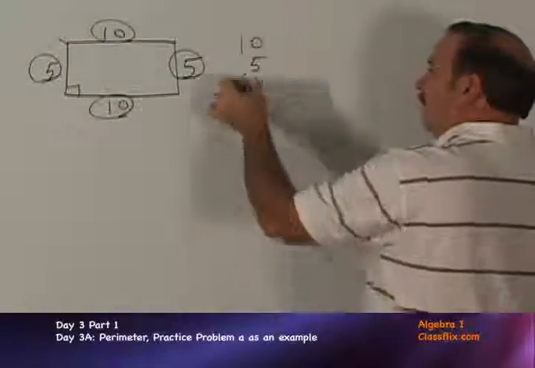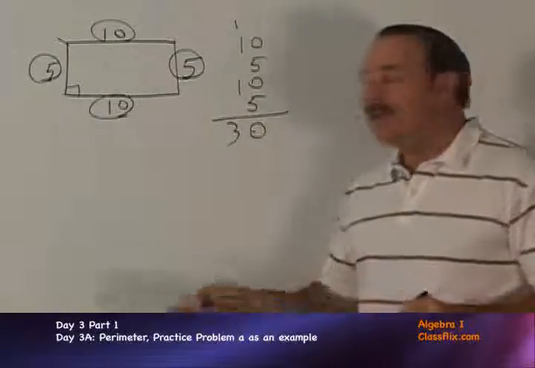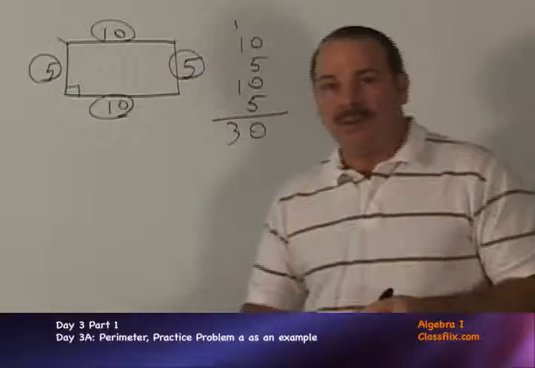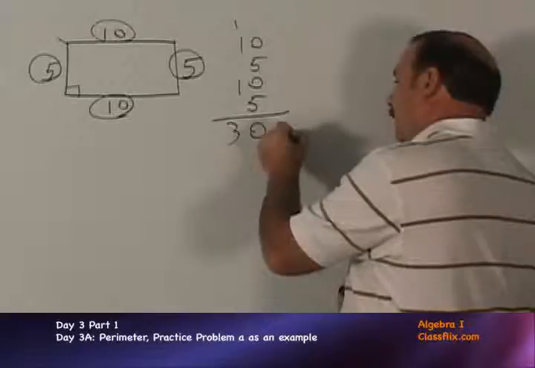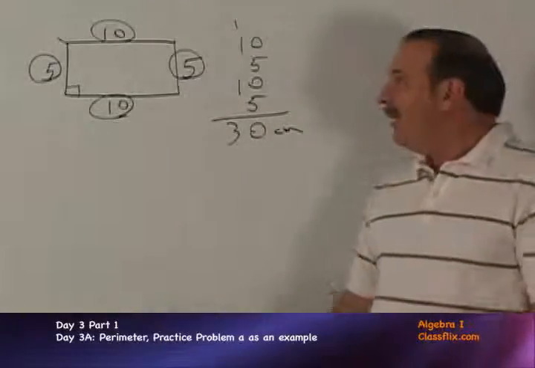5 plus 5 is 10, carry the 1, and 3 ones is 30. The perimeter of this figure is 30 units, and the word problem told us that the units were centimeters. So it's 30 centimeters in length is the perimeter. That's A.